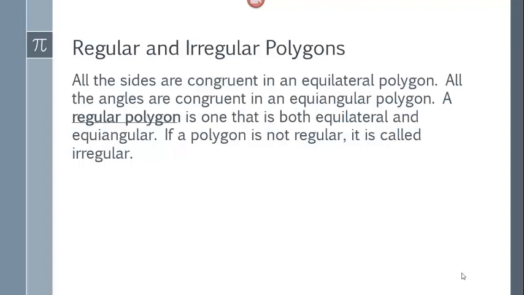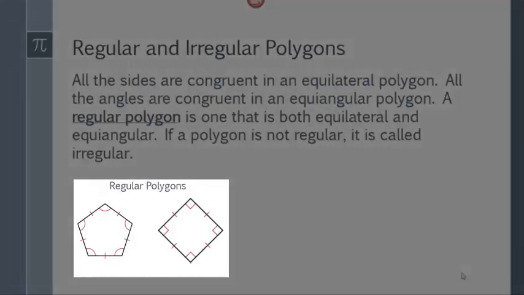So for a polygon to be regular, it must be both equilateral and equiangular. Okay, it can't be one or the other. It has to be both. It has to have all congruent sides and all congruent angles, and then we call it a regular polygon. If it's not regular, we simply call it irregular.